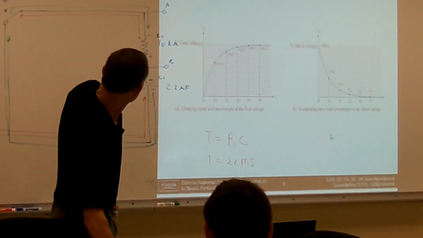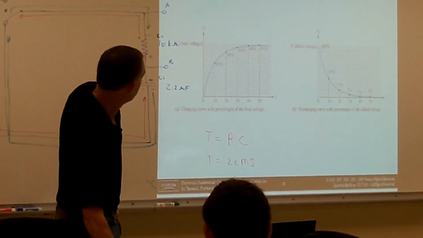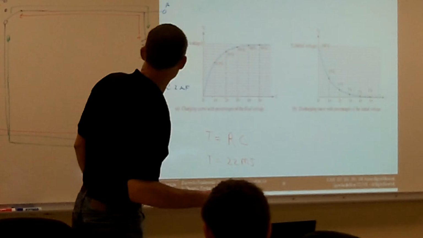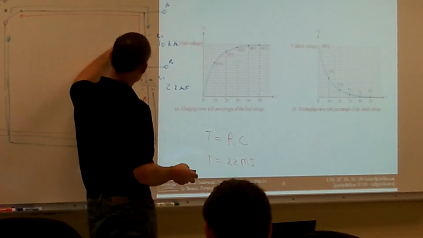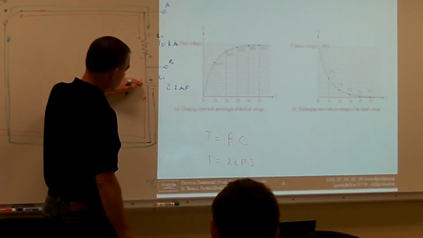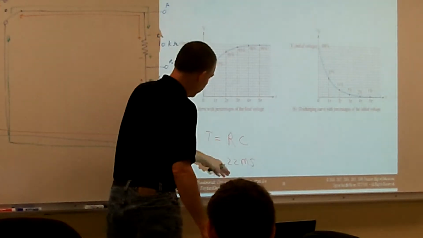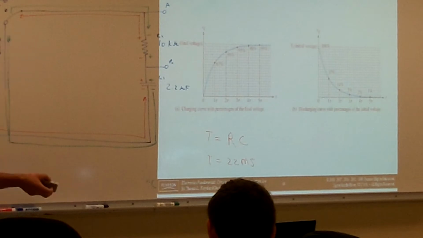Alright, so any questions on that? Does that make pretty good sense? So these are our time constants. It's just a matter of what the resistor value is and what the capacitor value is. Just multiply those two out, and that's going to be equivalent to 1 time constant.